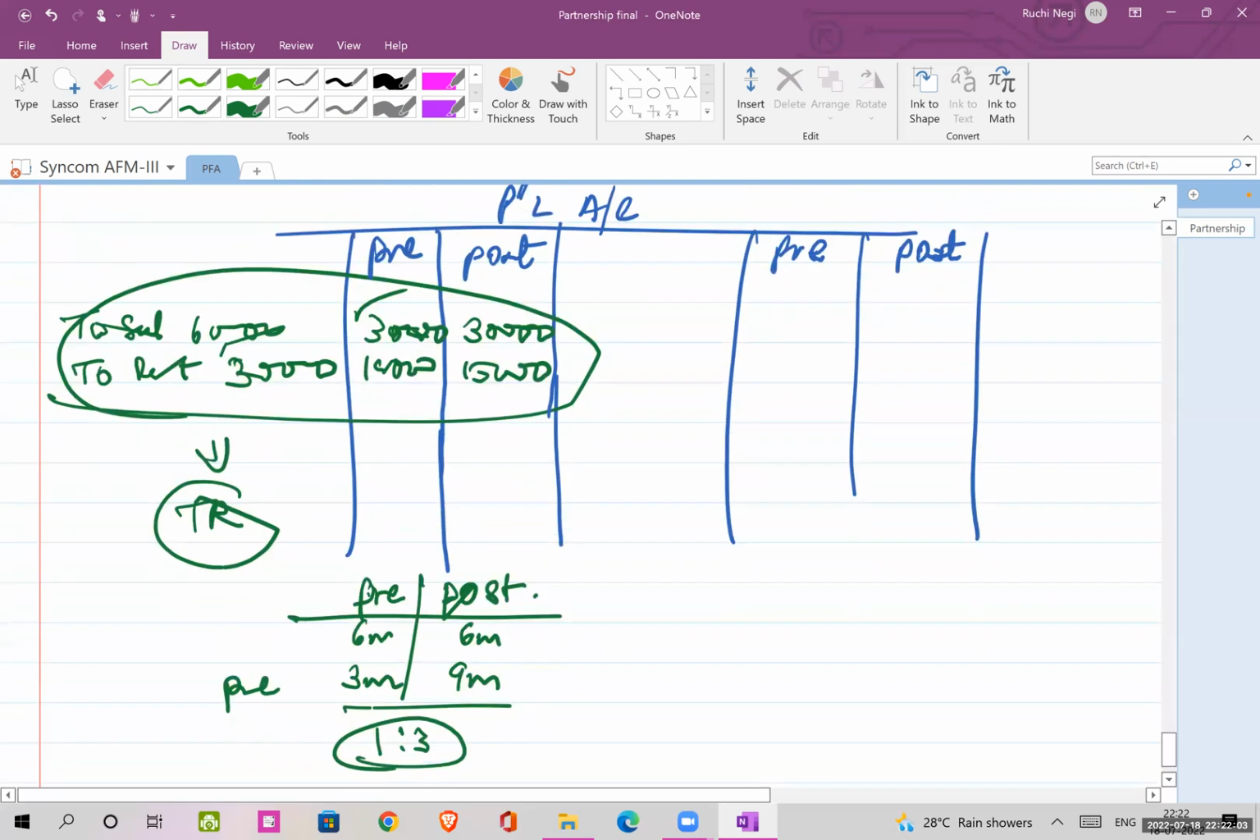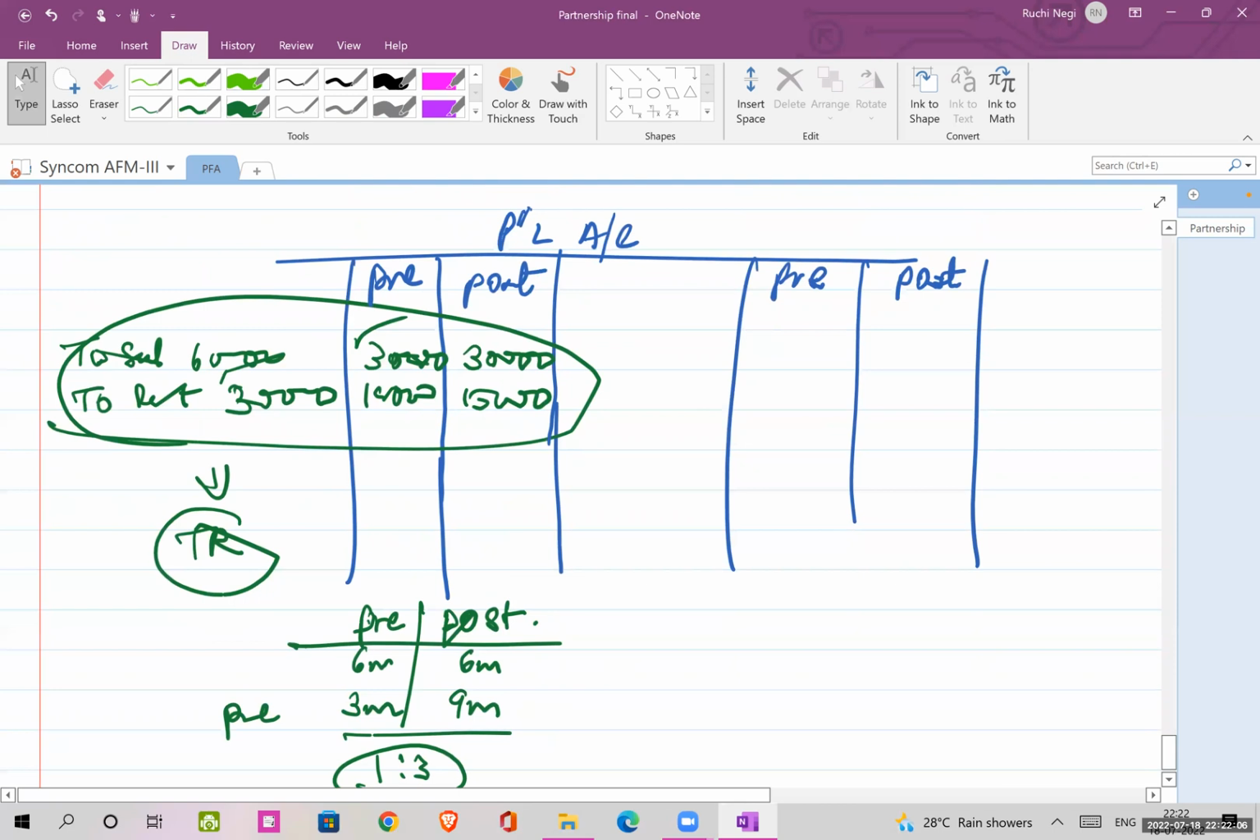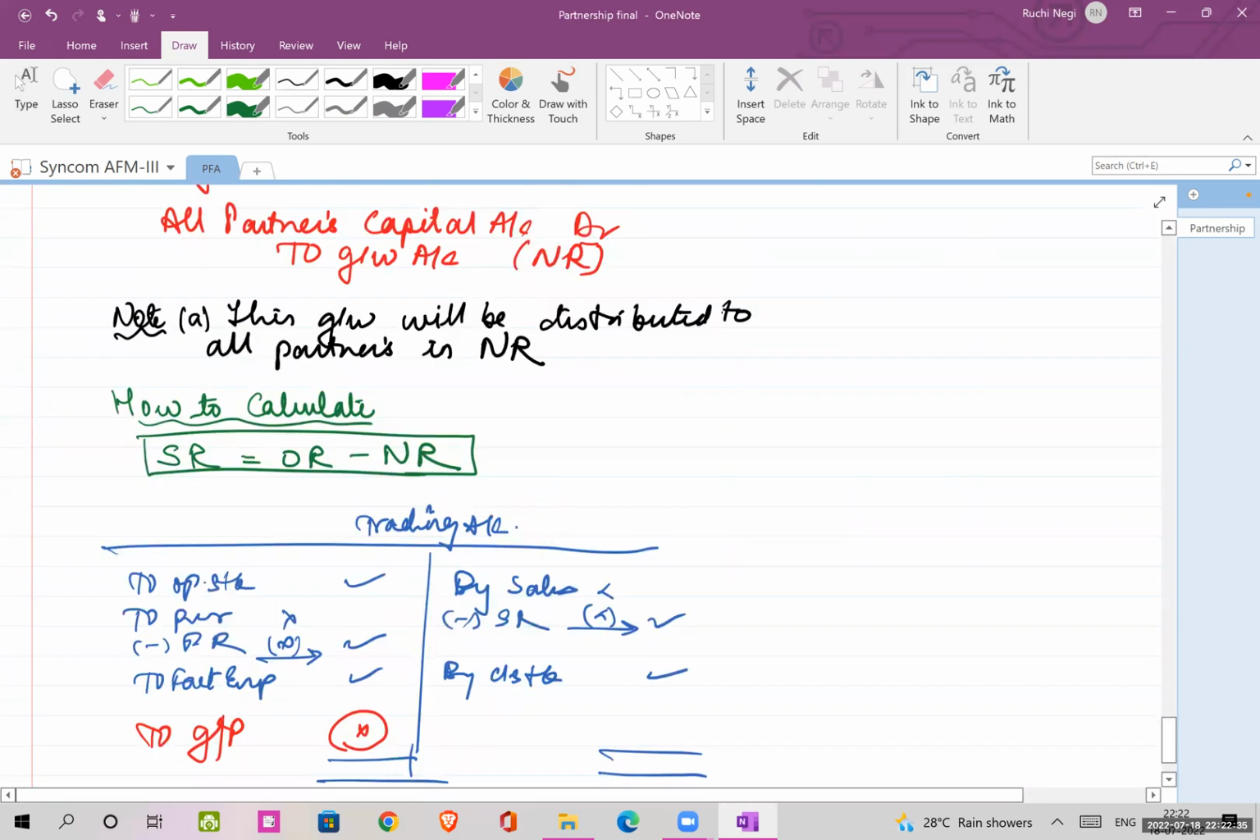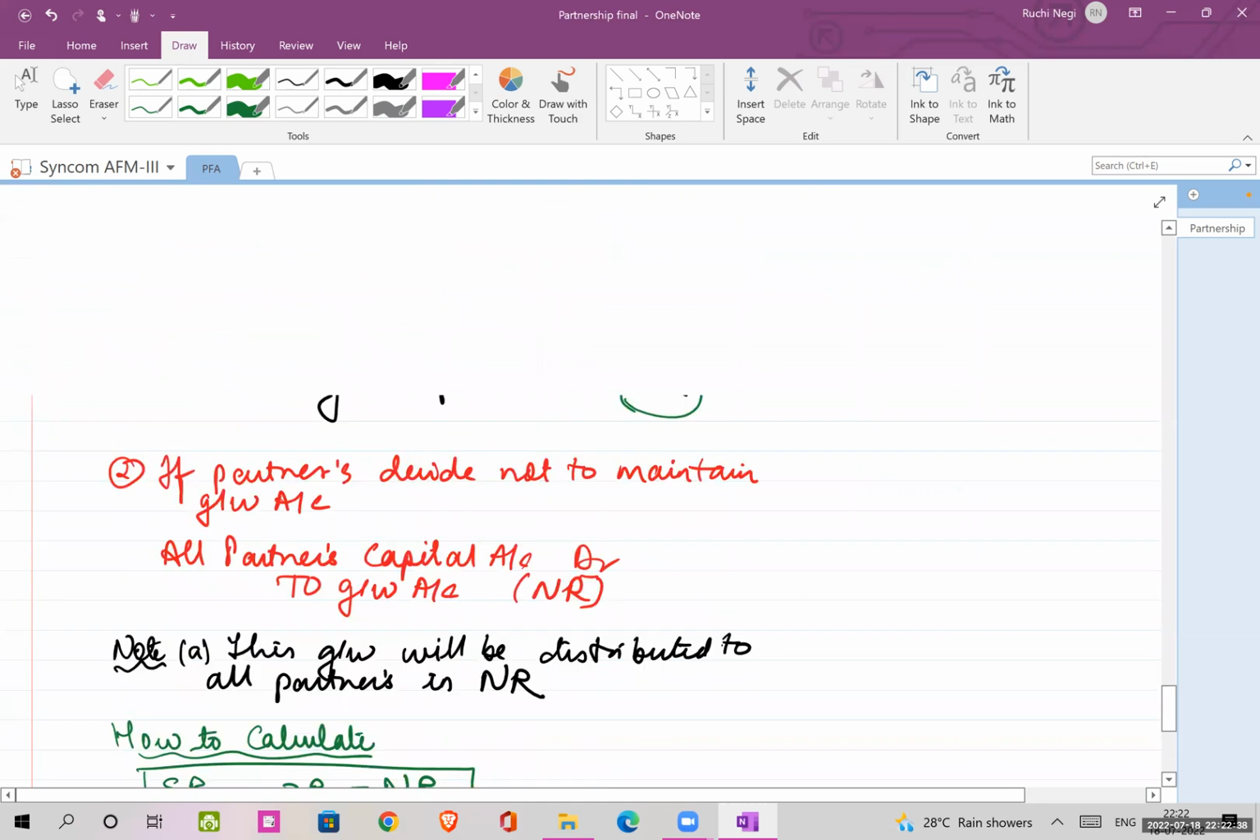So from now on, whenever we do sums of partnership final accounts with respect to admission of a partner, my P&L account will be divided as pre and post period. Okay, so we will look into the dates, whether the admission is in between the year, or at the beginning of the year, or at the end of the year. Okay, because based on that your expenses will be divided. Okay, so this is the concept of pre and post period for admission of a partner.